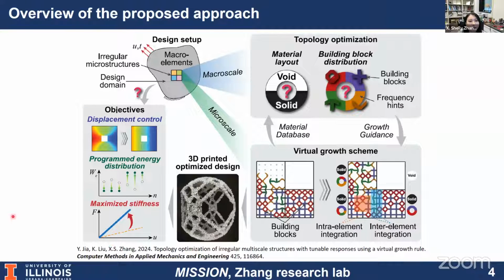So to achieve this entire framework, we need to address two different things. The first thing we need to address is to generalize the virtual growth algorithm, because the classical virtual growth algorithm will grow the architecture based on the homogeneous frequency hint combination. And here we need to generalize it so that it can account for heterogeneous distribution of frequency hints across the domain. And the second thing we need to tackle is we need to know the relation between the frequency hint and its corresponding homogenized mechanical property. So let's do that one by one.